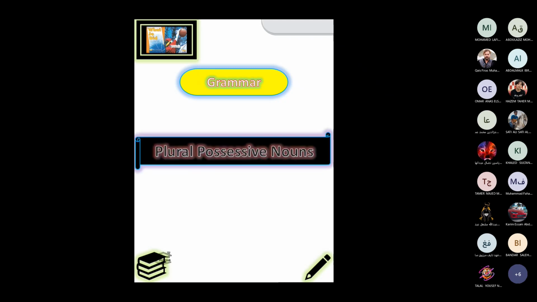Today we have readers and writers in the book, and our part of today is about grammar. Our lesson of today completes the lesson which was before. So our lesson is about plural possessive nouns. Already we discussed possessive nouns, but the previous lesson was about singular possessive nouns. So the lesson of today is about plurals.